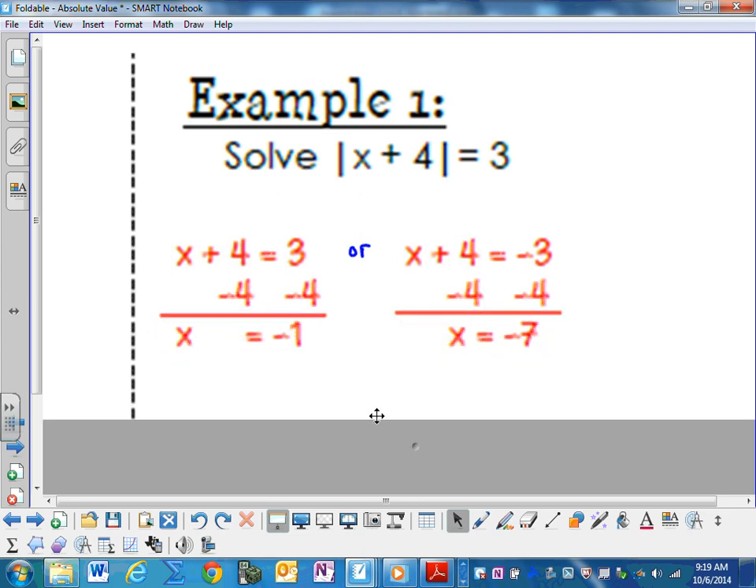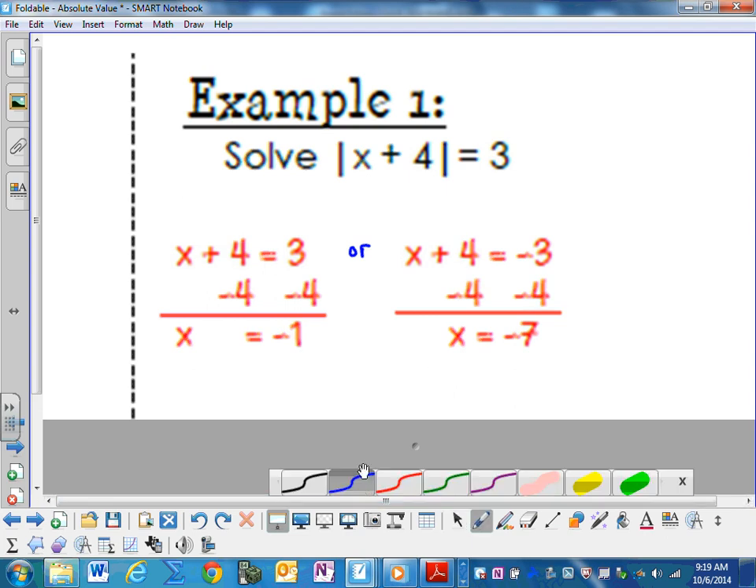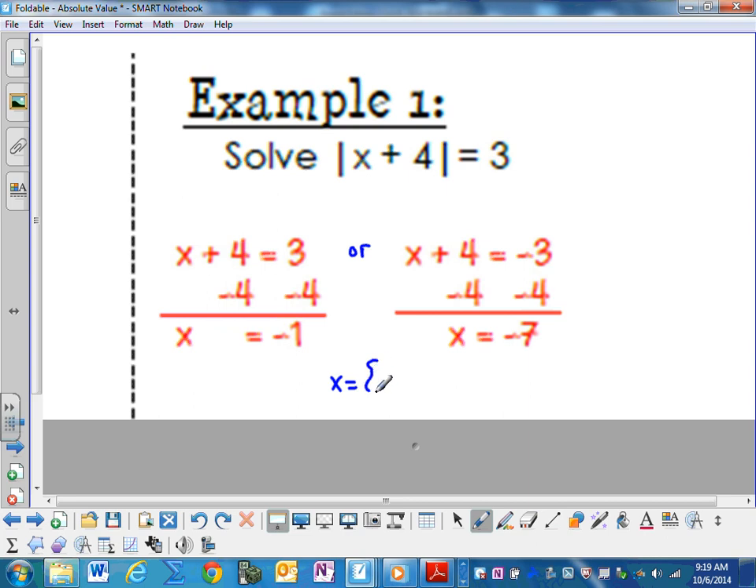And when we solve, we see that x could equal negative 1, or x could equal negative 7. So if we were to write this in set notation, we could write x is equal to curly bracket negative 7, comma negative 1. Because negative 1 plus 4 is 3. The absolute value of 3 is 3. Negative 7 plus 4 is negative 3. The absolute value of negative 3 is 3.